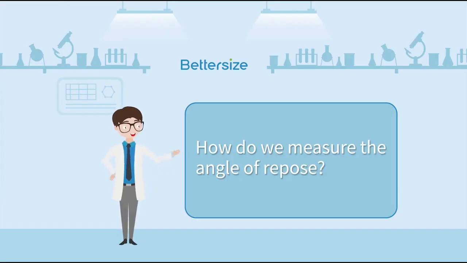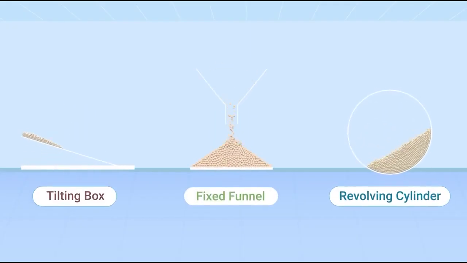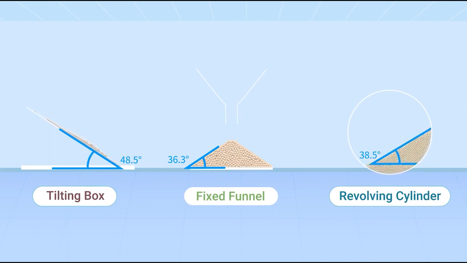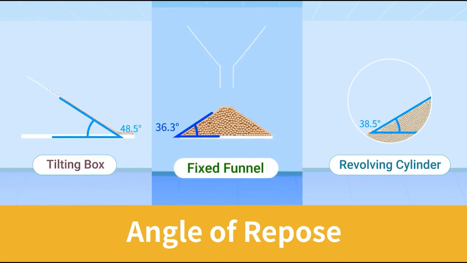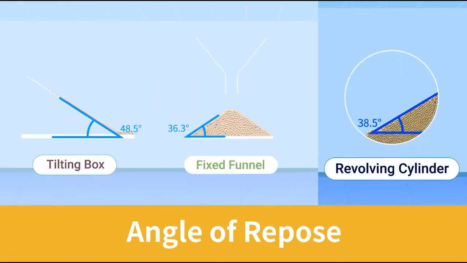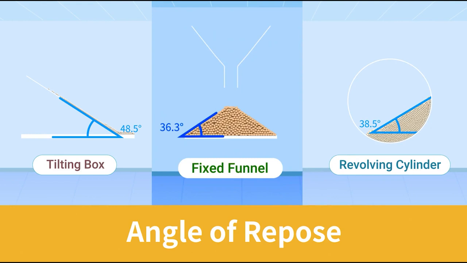How do we measure the angle of repose? There are three common methods to measure the angle of repose: fixed funnel, tilting box, and revolving cylinder. Similar to its definition, these methods need to be selected based on specific material and application. In general, the fixed funnel method could meet your major application needs.